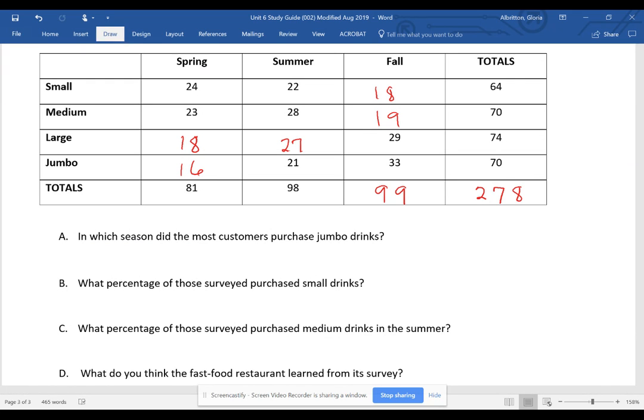So starting with A, in which season did the most customers purchase jumbo drinks? If you read the table, look at the totals going along the bottom of the table, and the season with the most people totaling, I'm sorry, it says jumbo. So we're looking for jumbo drinks. All right, I'm looking at the wrong section here. Jumbo is right here, 16, 21, 33, 70. So it was in the season of fall.